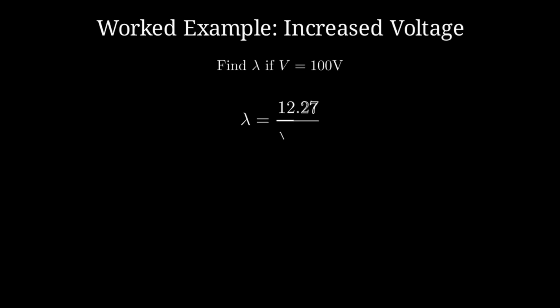Let's see how voltage affects wavelength. If we increase the accelerating potential to 100 volts, the electron gains more momentum. As the denominator increases, the wavelength drops to roughly 1.23 angstroms.